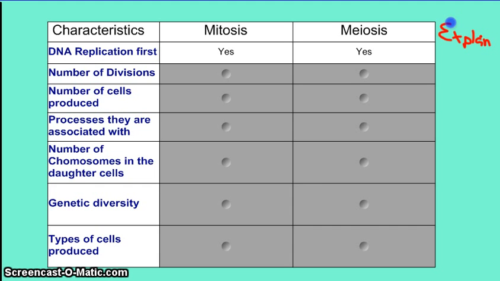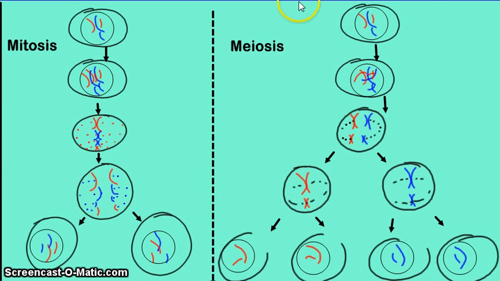So let's begin. The first characteristic: DNA replication has to occur first. In both processes, DNA replication occurs before the process occurs. These cells go through the normal cell cycle, and during interphase there's G1, growth, S, which is the synthesis of DNA, and the G2 phase. So if we refer to our diagram here, and we look at these cells up at the top, these are what are known as our parent cells.